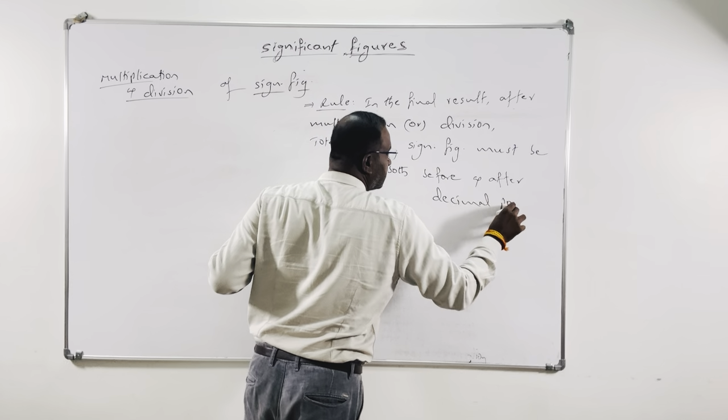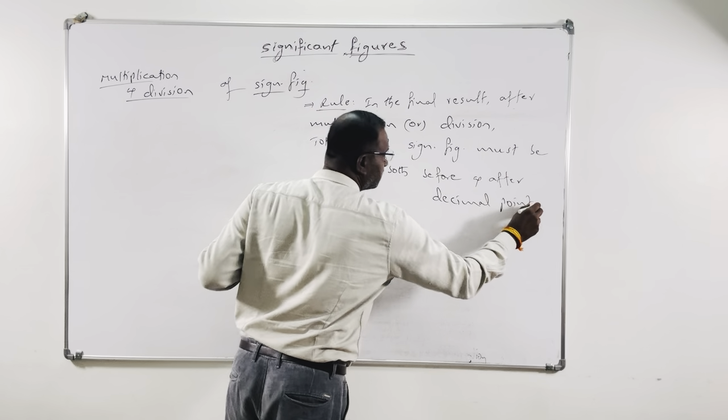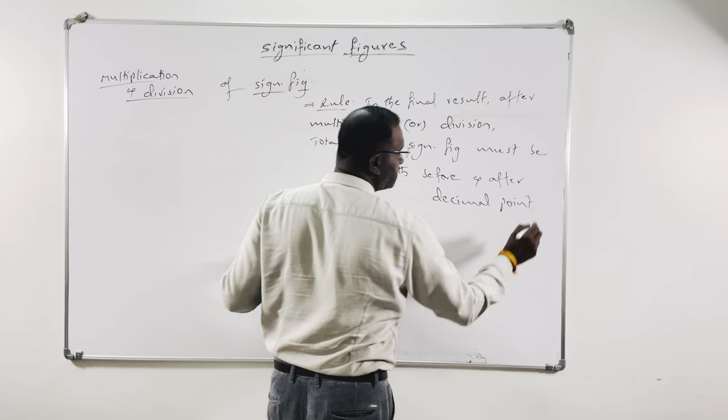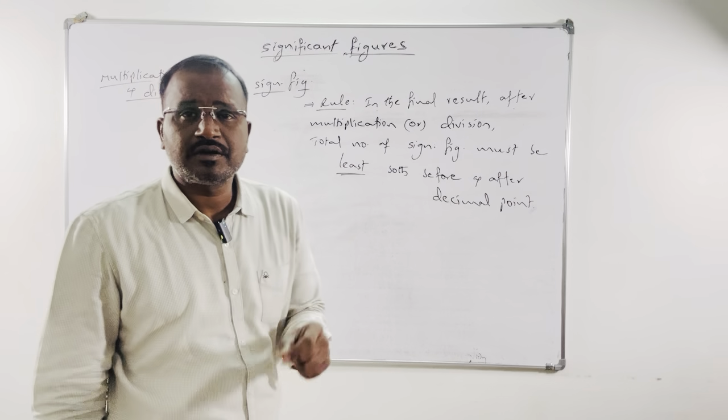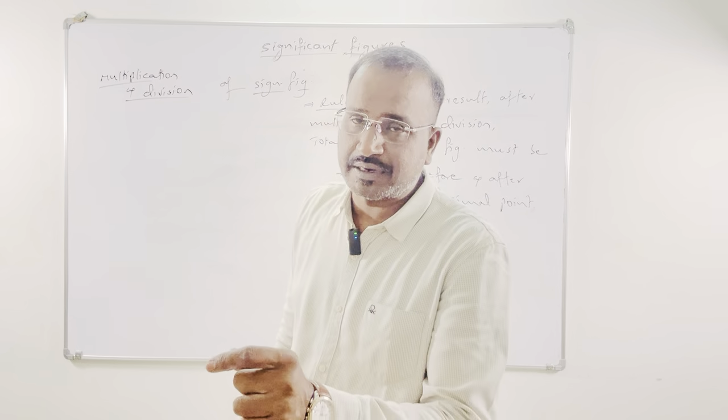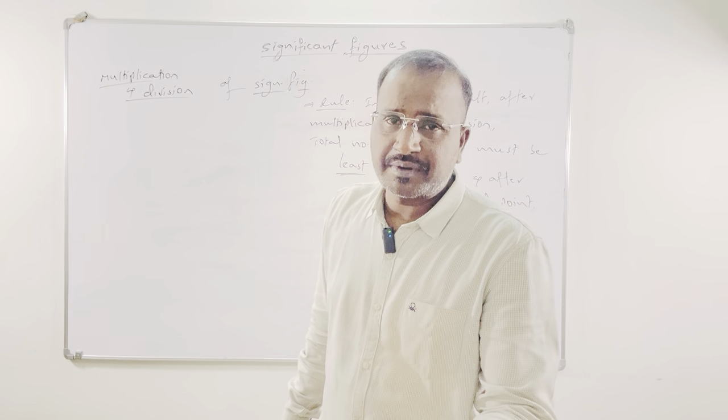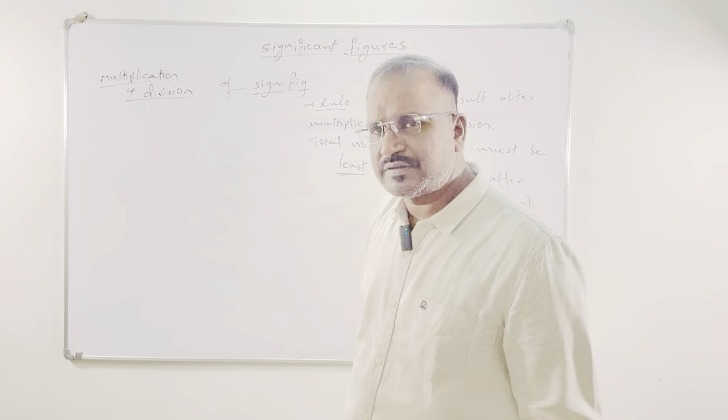In addition and subtraction, we considered only the digits after the decimal point. Before the decimal point, whatever the number is there, that is as it is, we have to take.